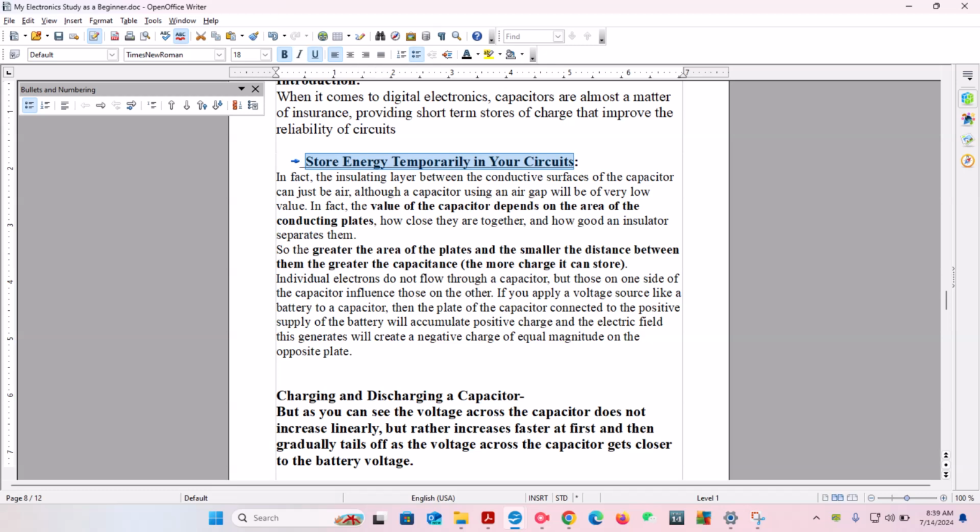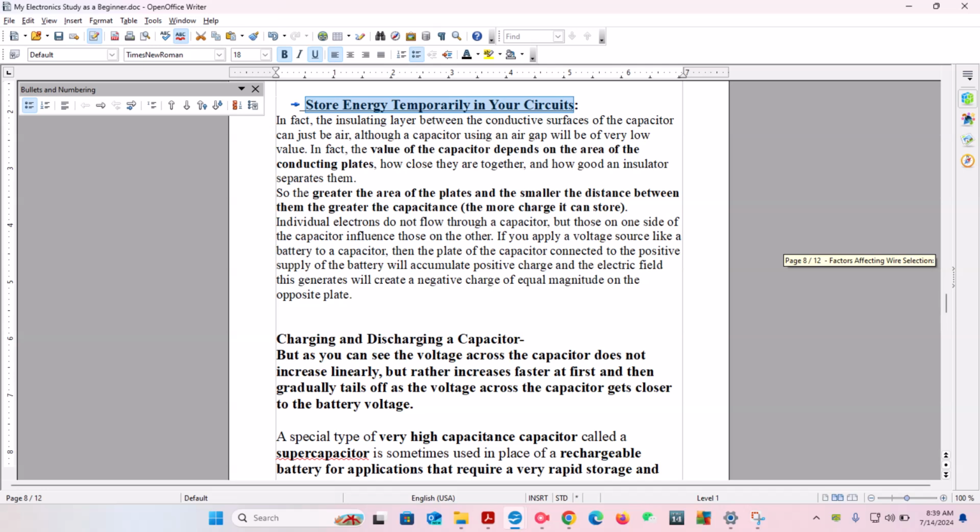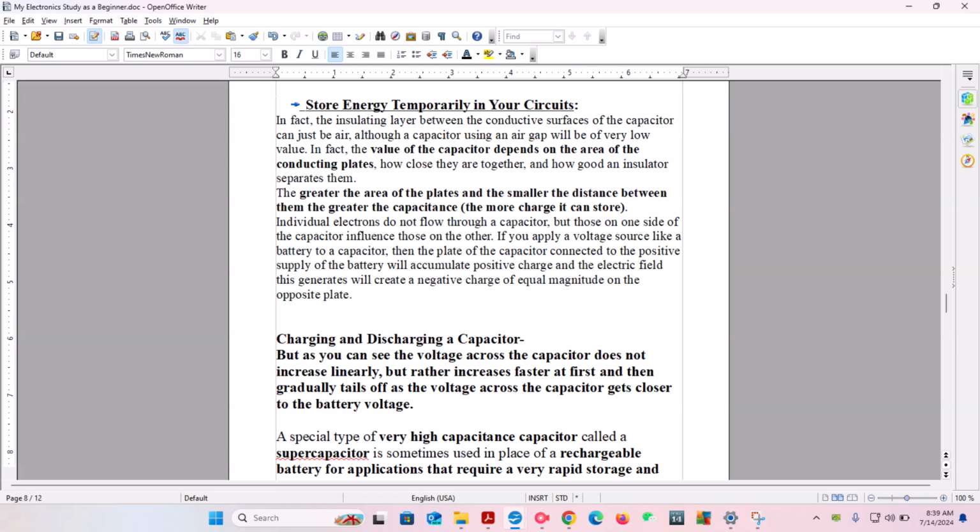In fact, the insulating layer between the conductive surfaces of the capacitor can just be air, although a capacitor using the air gap will have very low capacitance. The value of a capacitor depends on the area of the conducting plates, how close they are together, and how good an insulator separates them. So the greater the area of the plates and the smaller the distance between them, the greater the capacitance. Capacitance is the ability to store charge, or the more charge it can store.